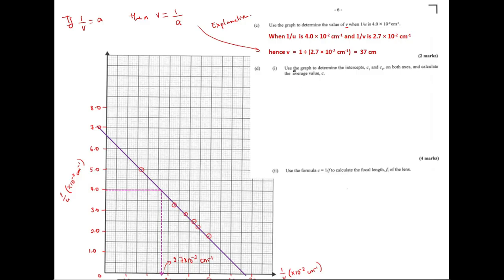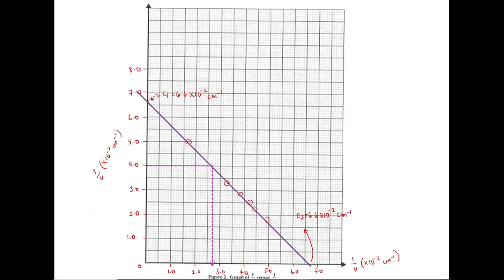Now the next question asks to use the graph to determine the intercepts C1 and C2 on both axes and calculate the average value of C. So the intercepts is where the purple line, the best fit line, crosses both axes. So where it crosses the y and where it crosses the x. And as you see here, it crosses the y at 6.6 times 10 to the negative 2. Okay, and then it also crosses the x at 6.6 times 10 to the negative 2. So we have the same number.